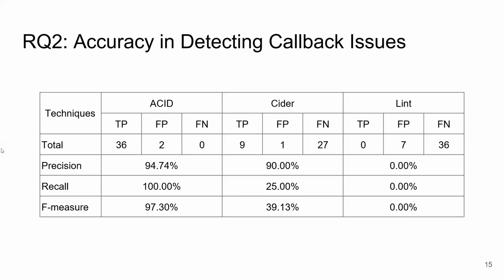To answer research question 2, we conducted experiments on the CIDR benchmark apps and compared the results of ACID with CIDR and Lint. As CIDR is not publicly available, we were not able to run the tool, and so we used the results reported in their paper. We used the same set of apps as well as the same commits used in that paper. As shown in the table, ACID detected 36 API callback compatibility issues, while CIDR only detected 9 of them. The reason behind CIDR's underperformance is that it only considers 4 classes that were manually modeled. On the other hand, ACID considers all the available APIs.